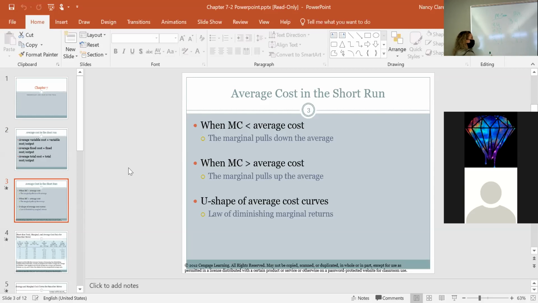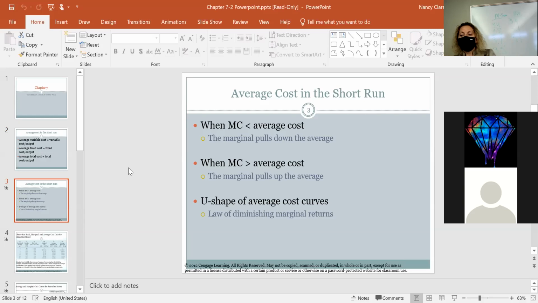And then if you have a marginal that's greater than your average, it's going to do what? It's going to pull it up. The same goes for costs. When your marginal cost is less than your average, it pulls down the average. When your marginal cost is greater than the average, it's going to pull up the average.